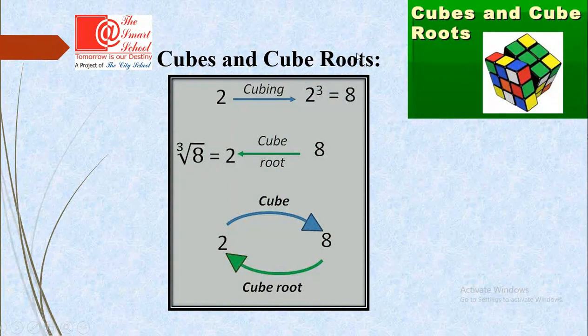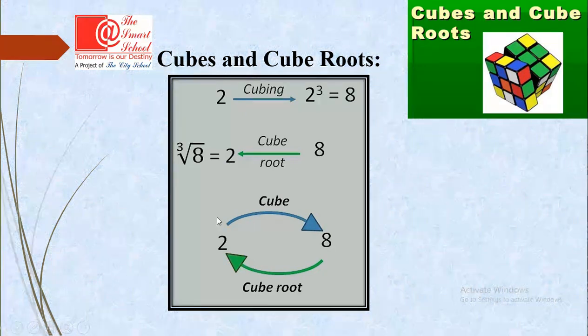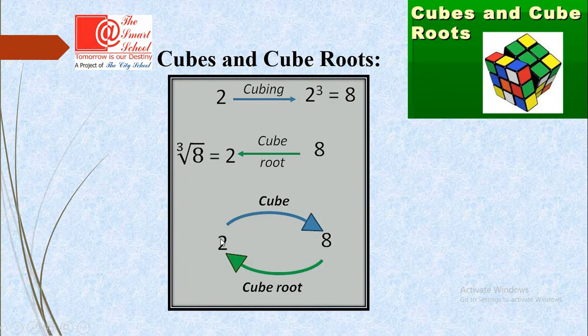Now, cubes and cube roots. There is a relation between cubes and cube roots. The cube of 2 is 8 and the cube root of 8 is 2. So we can write cube root of 8 is equal to 2 and the cube of 2 is 8. And again in the same way, the cube of 2 is 8 and the cube root of 8 is 2.